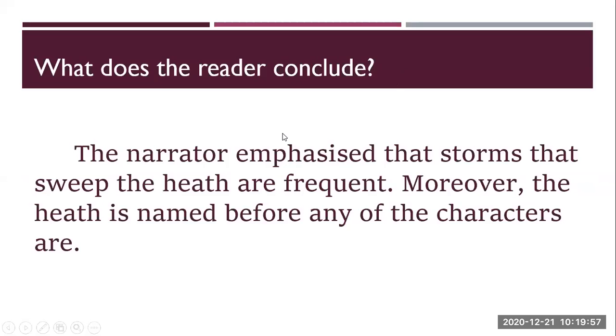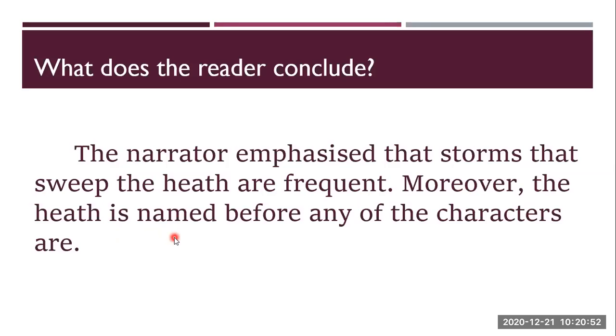What does the reader conclude from chapter 1 according to the previous lecture? We conclude something. Let me read the paragraph so you will not be lost. The narrator emphasized that storms that sweep the heath are frequent. Do you remember? We read more than once about storms and mists and rains. So the storms are frequent on the heath, which participates in making the heath gloomy, dark.